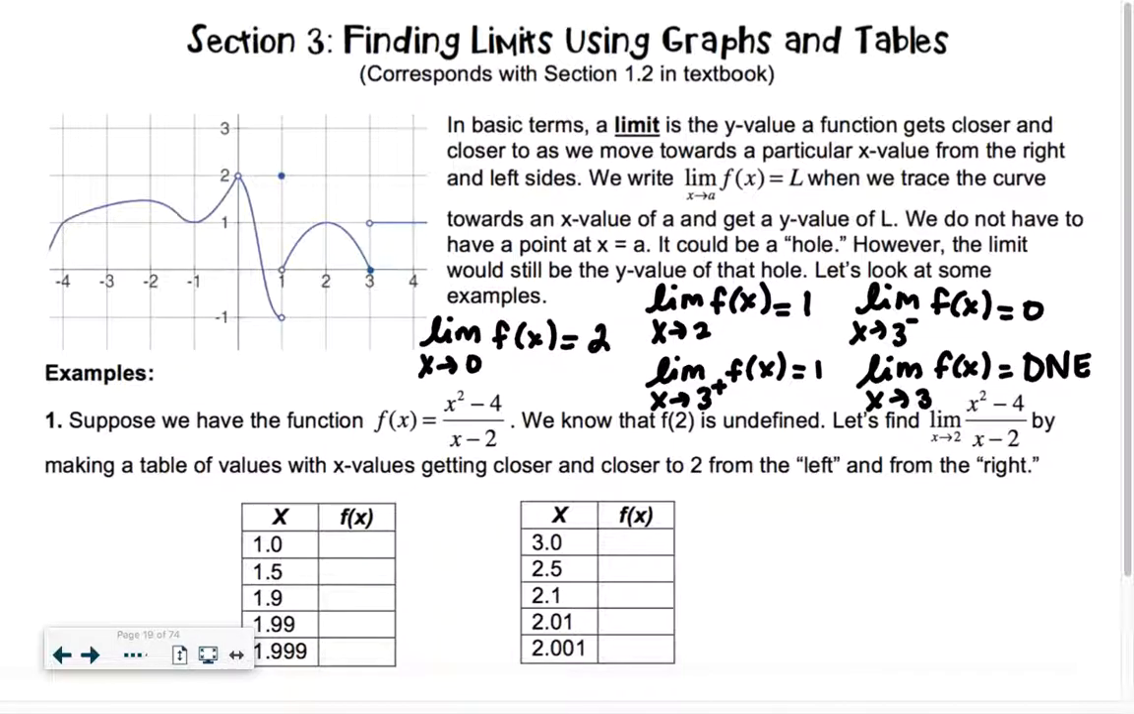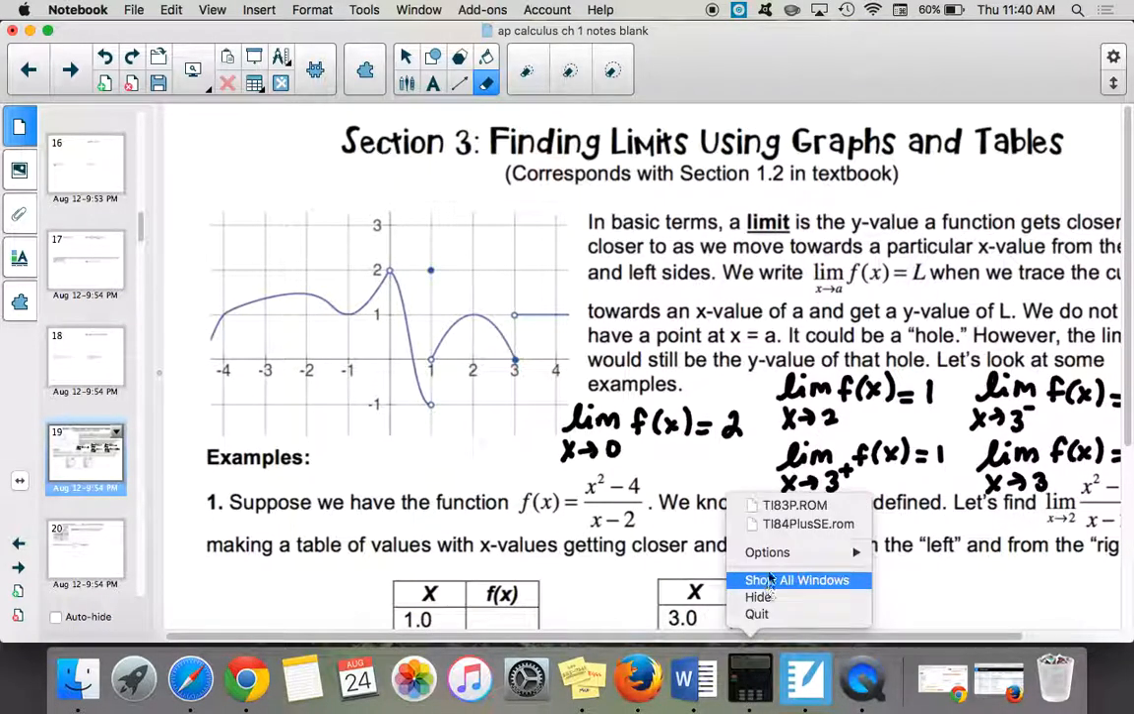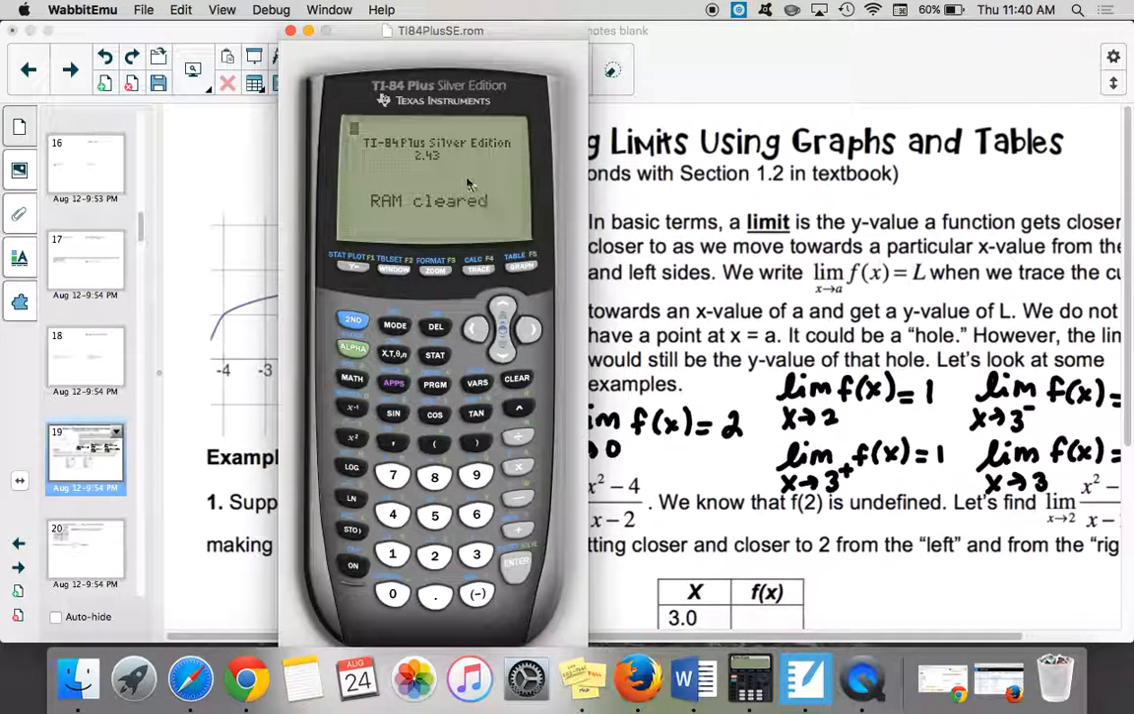But it doesn't mean that the limit as x gets closer and closer to 2 doesn't exist. Maybe that exists. So we could have an open circle on a graph, but our limit as we get closer to it can go to a certain number. So let's find the limit as x goes to 2 of x squared minus 4 over x minus 2 by making a table of values with x values getting closer and closer to 2 from the right and the left. So on our calculator, you can do it along with me.